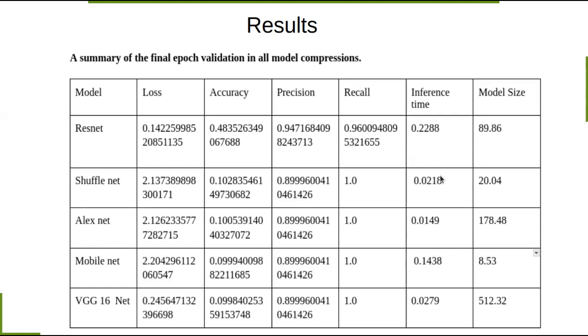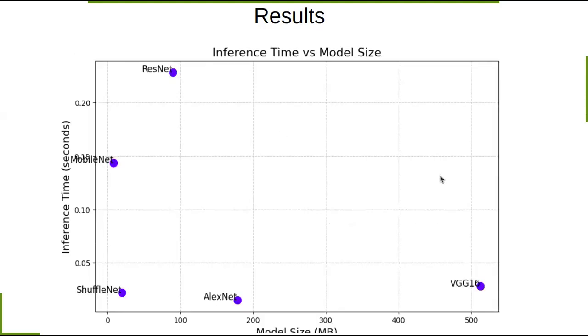Now inference time, yes, as you see here, we plotted it, but as I've discussed, ShuffleNet has the lowest inference compared to the rest. Yes, AlexNet also tried to perform, having a low inference, but due to its large size, it's less advisable than the ShuffleNet.